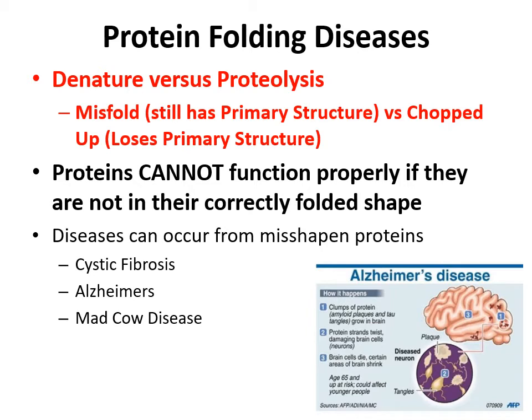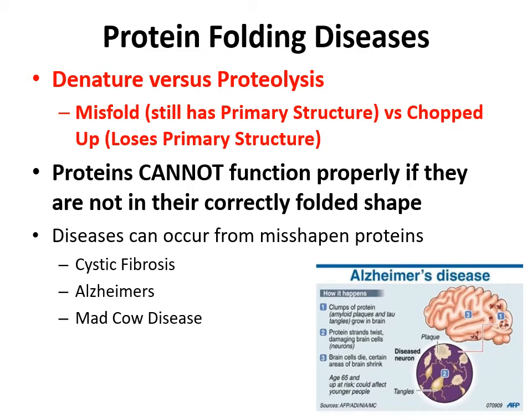Now, like I mentioned before, the reason why I emphasize those levels of structure so much is that proteins cannot function if they lose their structure. And the two ways that proteins can lose their structure is the term denaturing or proteolysis. Denaturing means that a protein has unfolded. Proteolysis means it's been chopped up. Okay, so denaturing versus proteolysis.